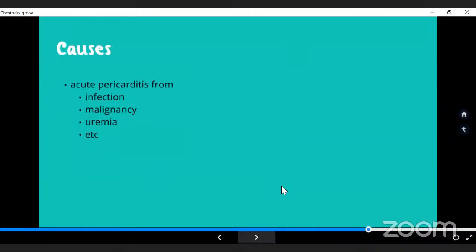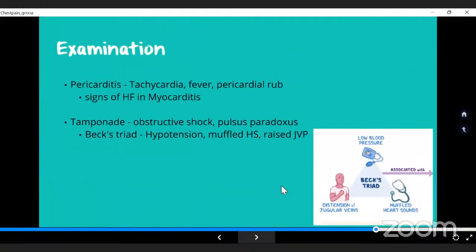Acute pericarditis can be caused by infection, malignancy, uremia, and that can be traumatic as well if there's a history of trauma. If there is a tamponade, what we need to do is get the pericardial fluid or blood out to decompress the heart. If it is pericarditis without effusion, you can treat symptomatically.